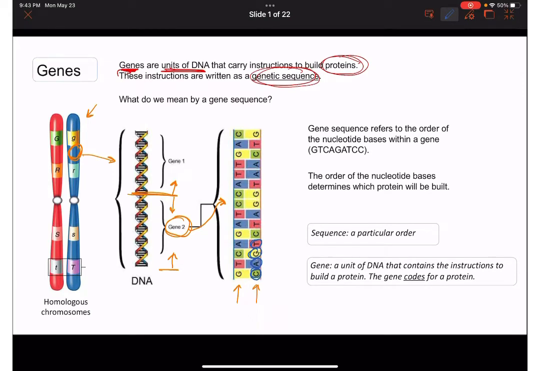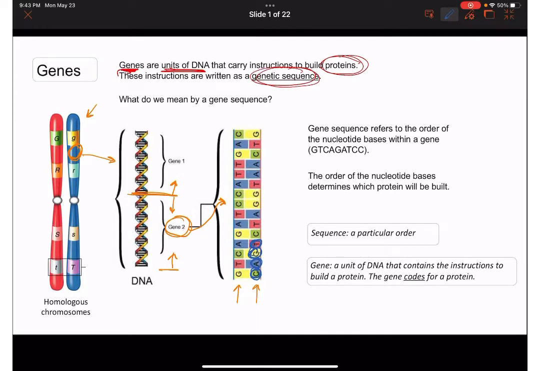But it means something more than that. So my question to you is, what are we looking at when we're looking at those different letters? What is that gene sequence actually referring to? Well, each of these letters, C, A, G, and T, represents a different nucleotide.